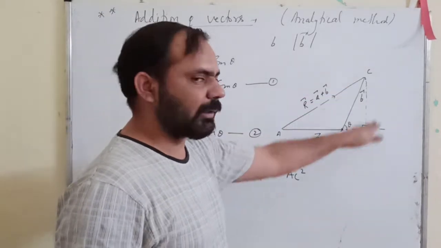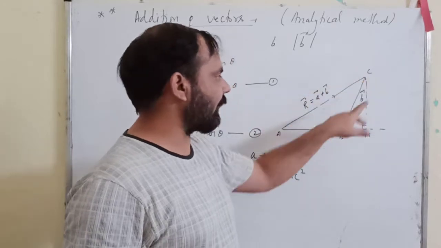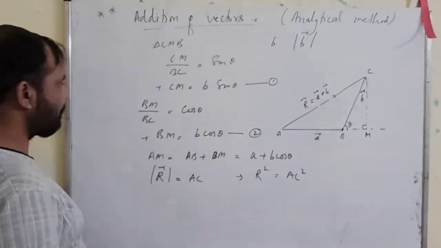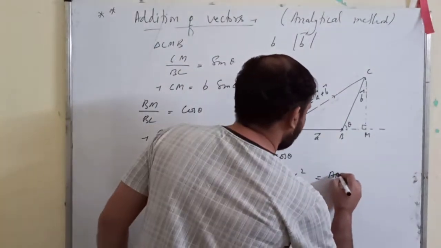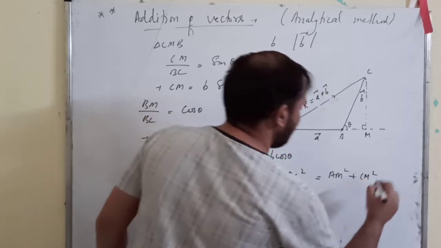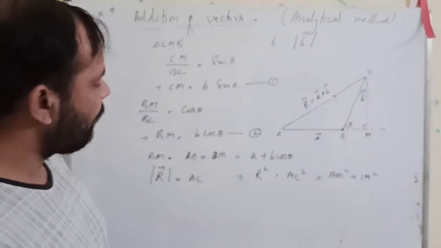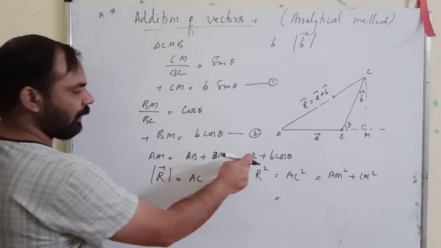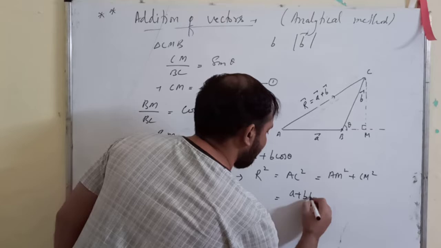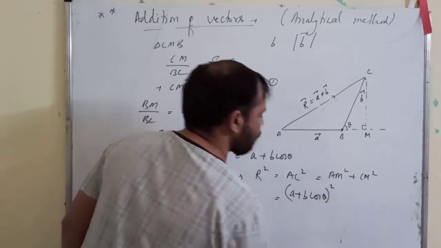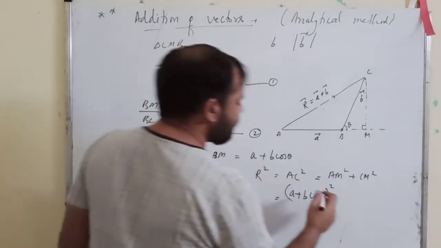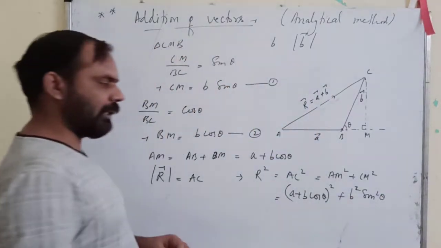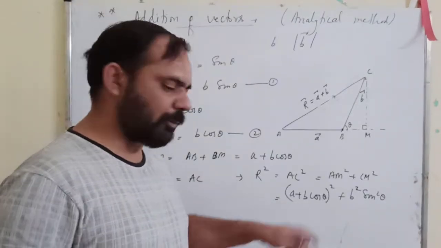Now apply Pythagoras theorem to this right triangle. AC square you can write as AM square plus CM square, right? Now how much is AM? AM is here A plus B cos theta, A plus B cos theta whole square. And how much is CM? It is B sin theta, so B square sin square theta. Now you have this R square equal to this.